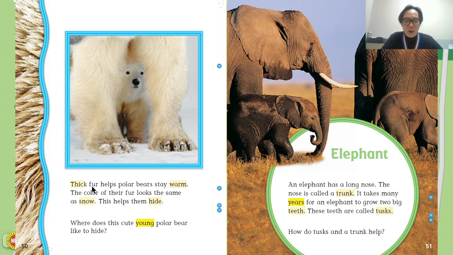Thick fur helps polar bears stay warm. The color of their fur looks the same as snow. This helps them hide. Where does this cute young polar bear like to hide? Remember, we talked about all this in class, right? Where does the baby polar bear like to hide? He likes to hide under his mummy. And did you know we call a baby polar bear a cub? The polar bear cub likes to hide under his mother's tummy.